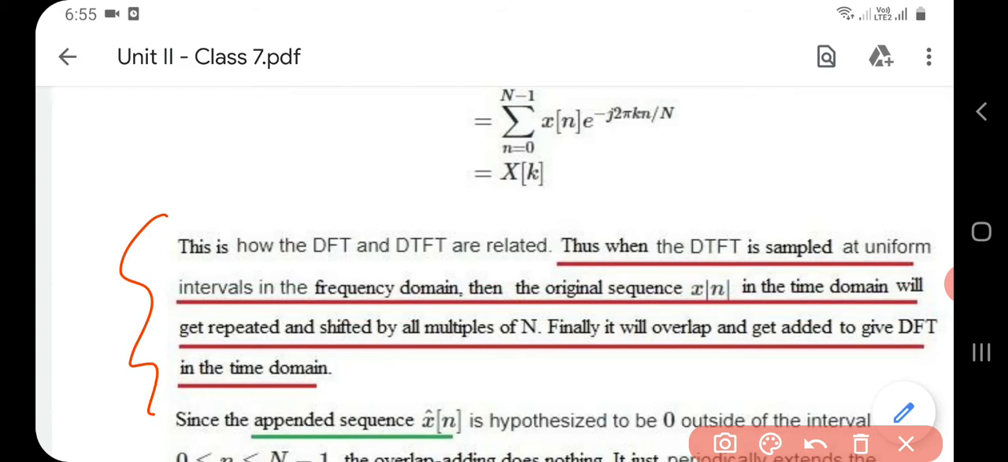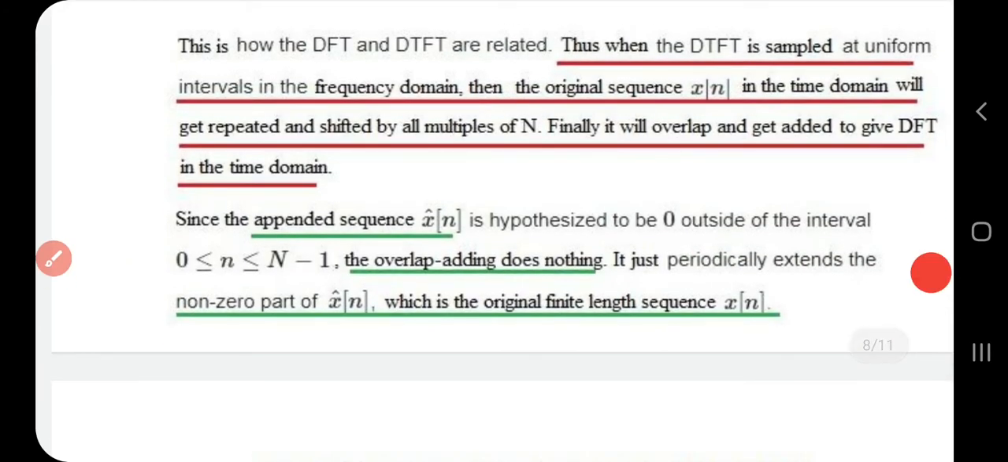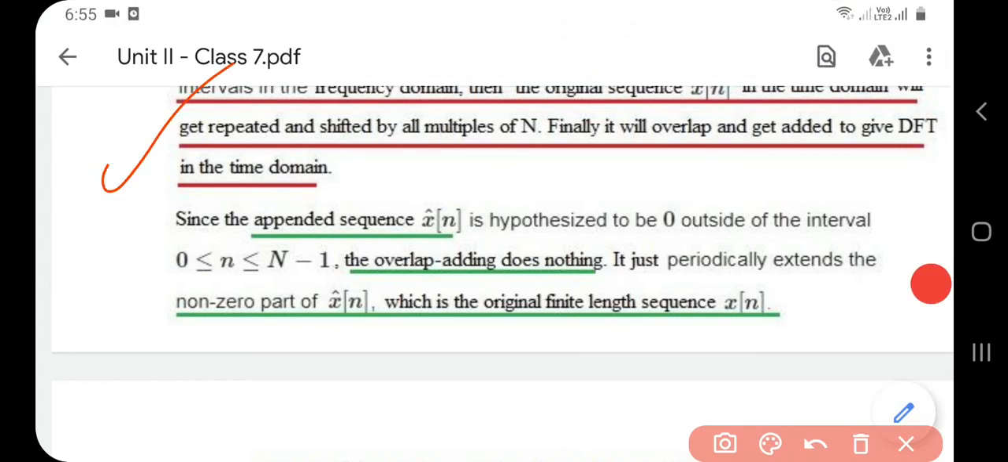So this is how DFT is developed from DTFT. This particular paragraph is very important. Now here, this overlapping and adding does nothing. Why? Because the appended sequence is 0 outside the interval n equal to 0 to N minus 1. So what we get after extending it towards left and right is just the original sequence x[n]. So just remember this sentence and also the derivation part.